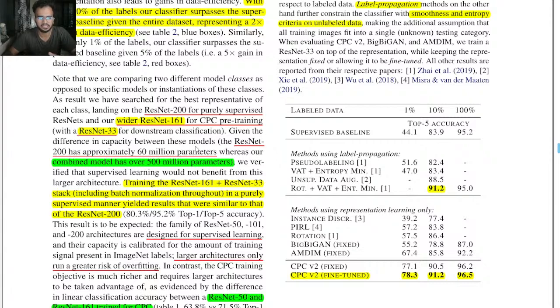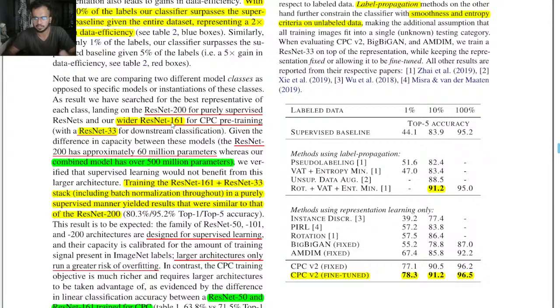ResNet 200 has approximately 60 million parameters, so the supervised benchmark has only 60 million parameters, but ResNet 161 plus ResNet 33 combined has over 500 million parameters, and the majority of these parameters are coming from ResNet 161. As we mentioned earlier, unsupervised models do require a lot of parameters, and not just by being deep, but the input capacity was also wider in this case, and the number of parameters increased dramatically. So the combined parameters was 500 million parameters.